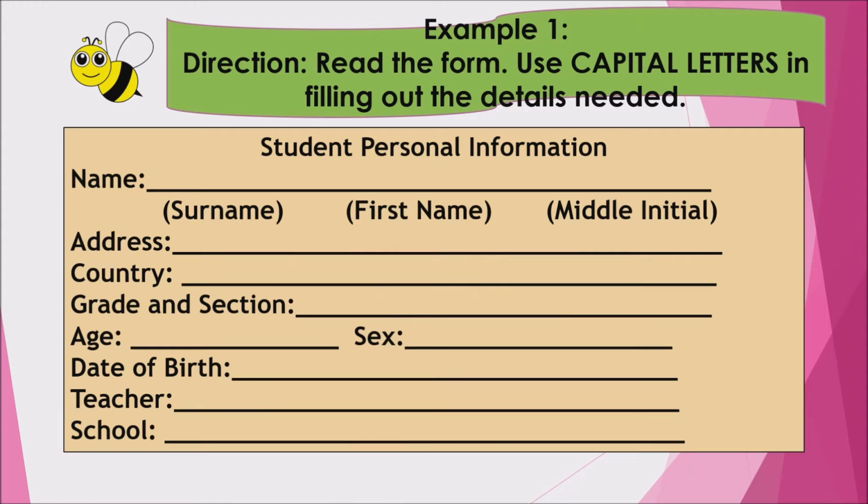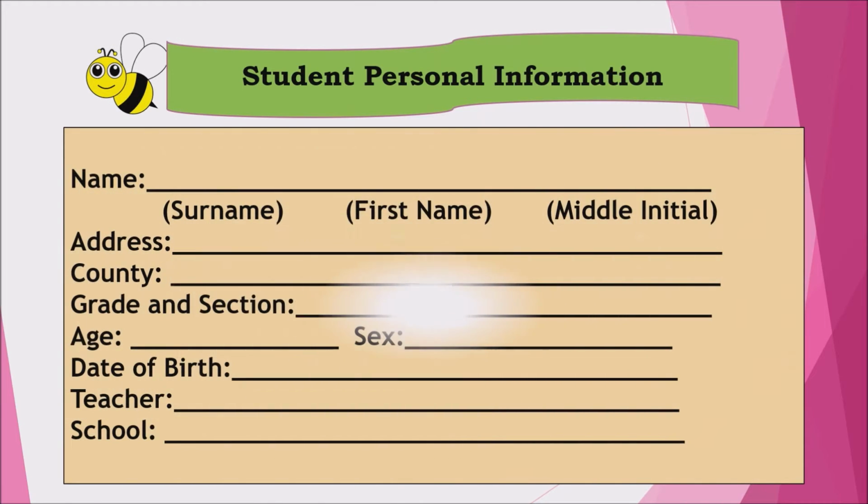This form is called Student Personal Information. The direction is, read the form, use capital letters and fill out the details needed. Let us fill in the details needed one by one. Now let us start with the name. Here you should write your full name, starting with the surname, first name, and your middle initial.